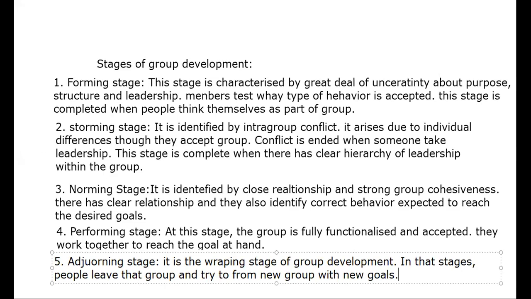These are the 5 stages involved in group development: forming, storming, norming, performing, adjourning. So this group can be shown in a graph to identify the role relationships that are here.